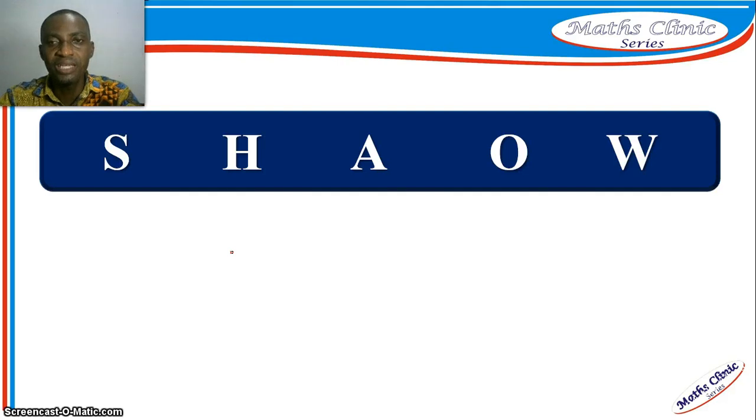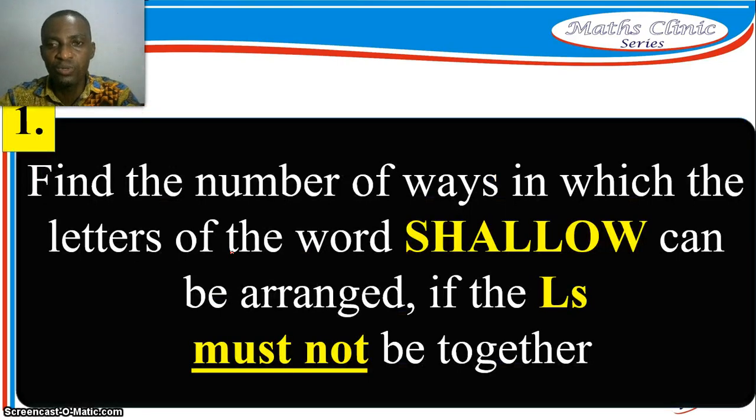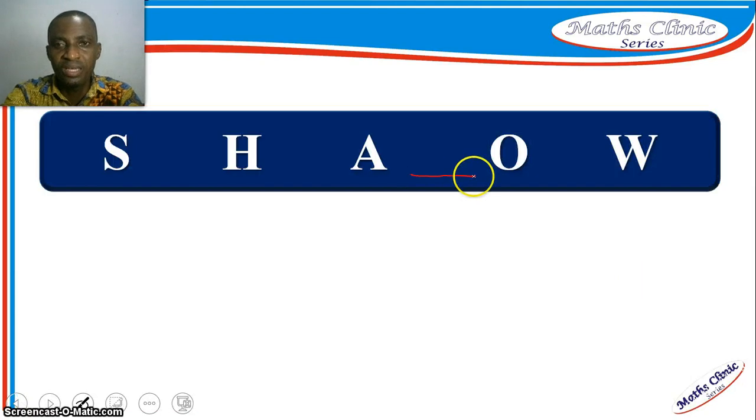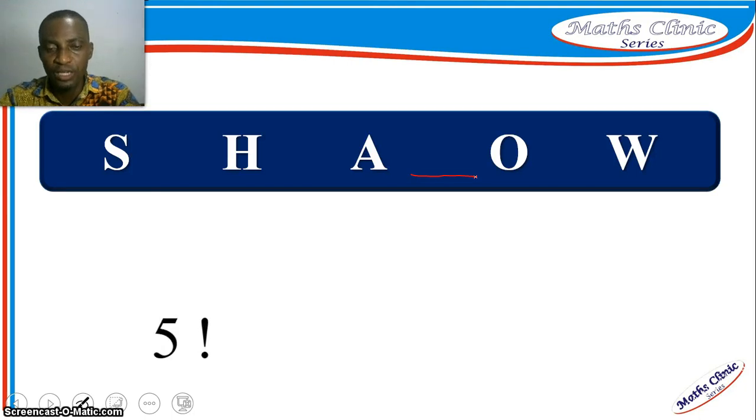And so now, after taking the two L's out, remember the two L's are supposed to be here to make SHALLOW, so I've taken that out. Now the question is, in how many ways can I arrange the remaining letters without the two L's? Here there is no repetition, you can see that. So we are going to get it as 5 factorial ways.